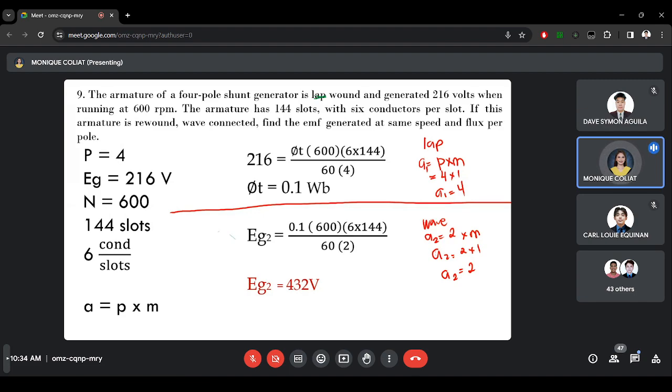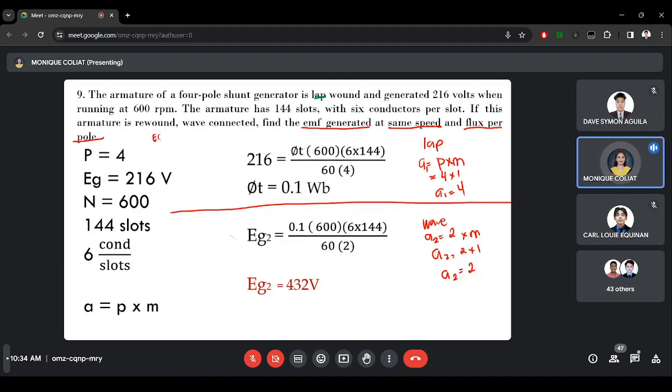Basically, if you have two conditions, the first condition is used to get a parameter that is missing for the second condition. Here it says to find the generated EMF when it still has the same speed and same flux per pole. So all parameters stay the same. Only the connection changed. So, what are we going to do?